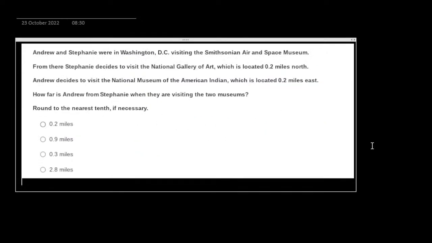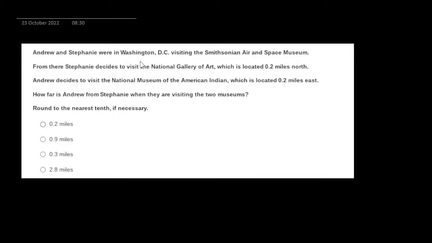Andrew and Stephen were in Washington DC visiting the Smithsonian Air and Space Museum, okay. From there Stephen decided to visit the National Gallery of Art, which is located 0.2 mile north. Andrew decided to visit the National Museum of the American Indian, which is located 0.2 miles east. How far apart are Andrew and Stephen when they are visiting the two museums? Round to the nearest tenth if necessary, okay.